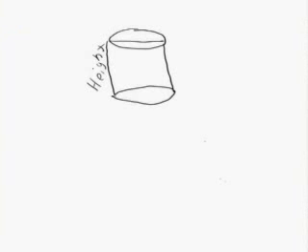To find the surface area of a cylinder, you only need two things: the radius and the height. If you don't have the radius, then divide the diameter by 2 to get the radius.